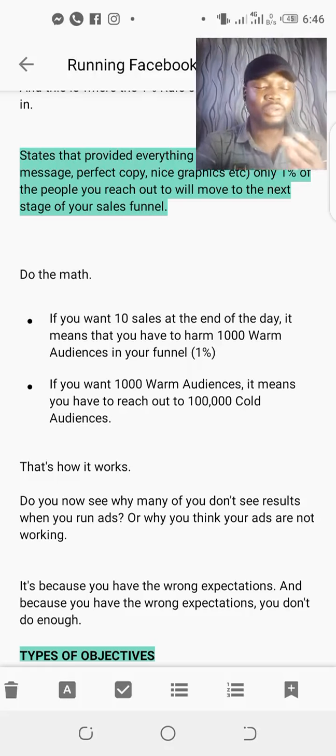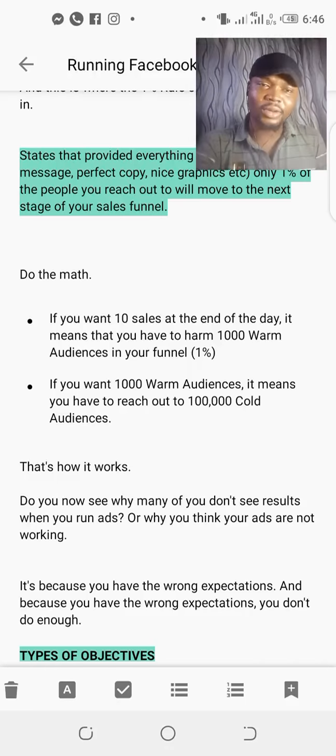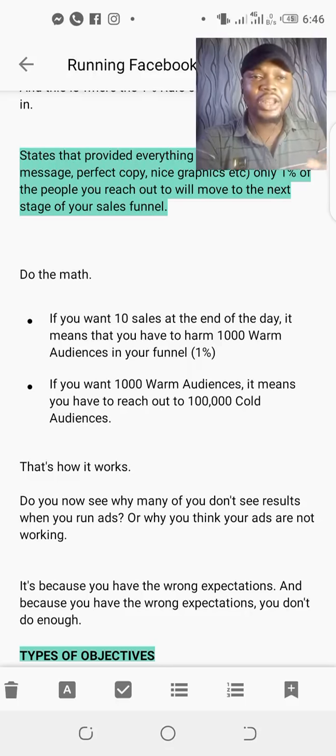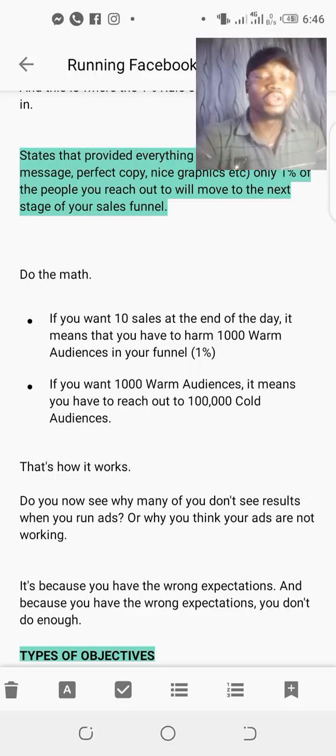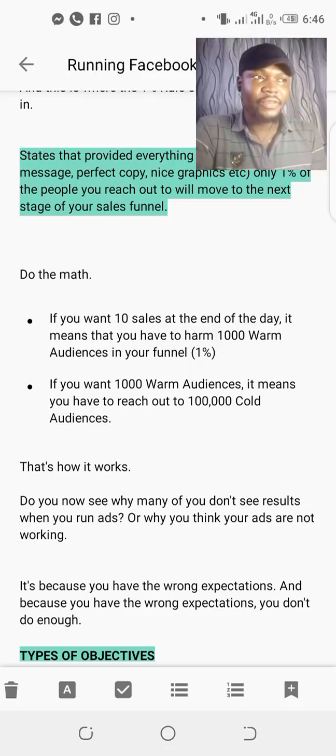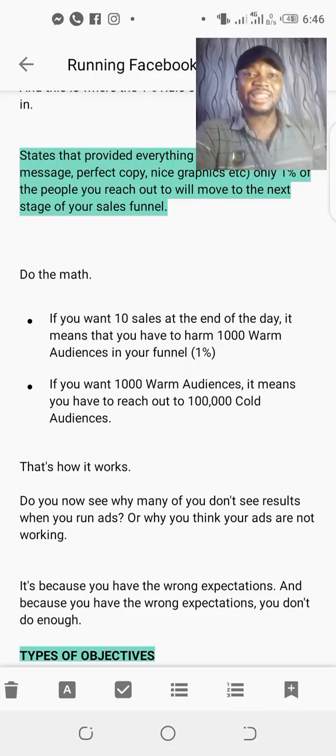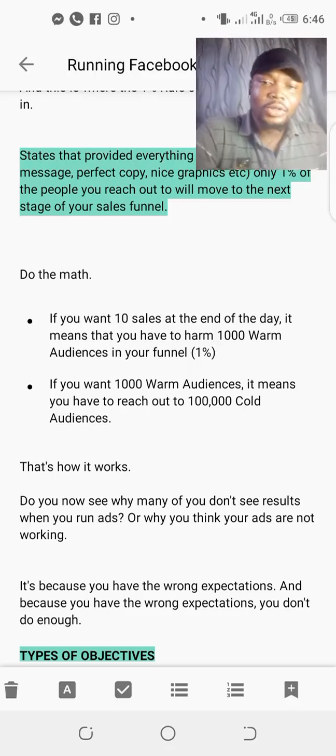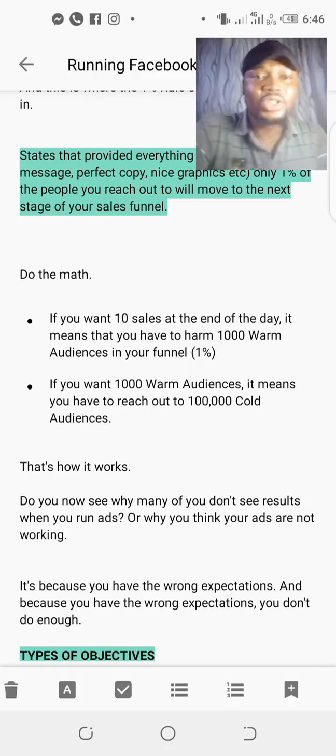For you to be able to get people to the next stage of your sales funnel, you have to understand that it's just 1% of people that will move, provided your message is great. If your message is not great, if your copy is bad, if your branding is poor, if everything is poor, it's going to be way less than 1%. So provided everything is perfect, just 1%.